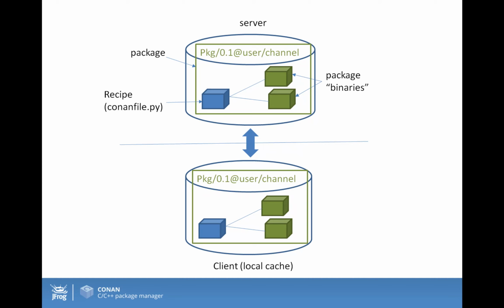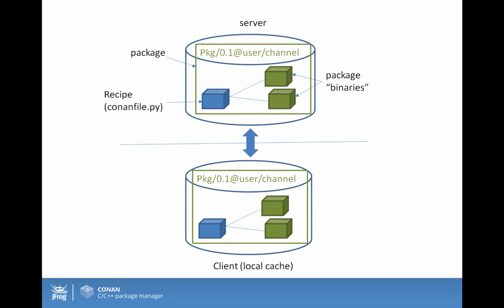So if now I go to Linux and I build a different binary and I upload it to my server, it will keep connected to the recipe. So I can store all the binaries for different operating systems in the same place and refer to the same recipe. Okay. So when I uploaded the package, basically it just uploaded both the recipe and every binary.